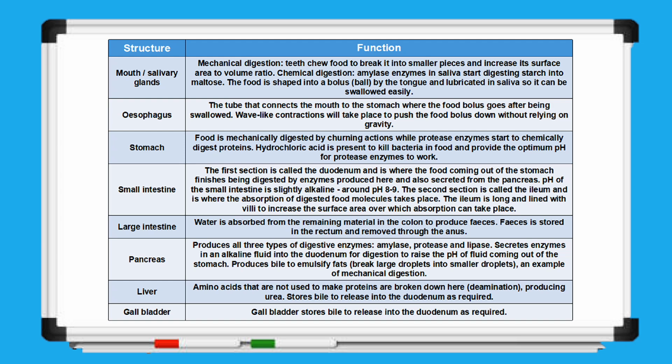Now, the large intestine. In the colon, water is absorbed from the remaining material to form feces. That feces is then stored in the rectum and eventually removed through the anus.